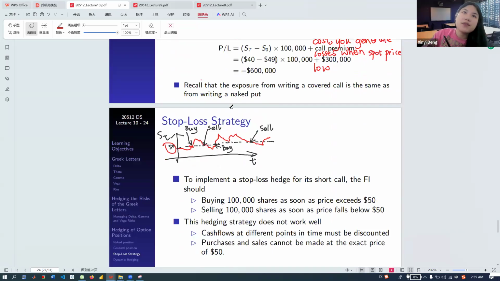So for example here, once this price goes beyond 50, for the stop loss strategy we're going to buy the underlying. We're going to buy 100,000 shares, and then if time continues to evolve and we go to this point instead, it's falling below 50, right? So at this point, we're going to sell the underlying, sell the shares.